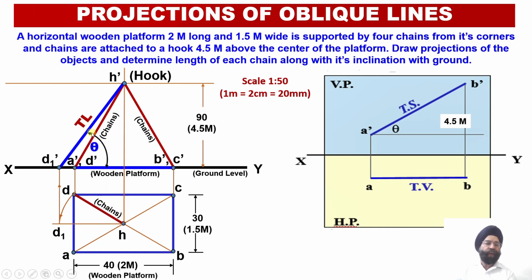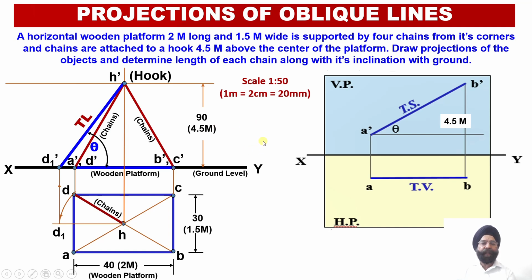and having obtained this true length, we can also evaluate the angle of inclination of this true length with respect to the horizontal plane. And this angle of inclination of the true length, that is h dash d1 dash, with respect to the ground or with respect to the horizontal plane, has been marked with angle theta over here. So angle theta has been evaluated and the true length has also been evaluated. Now we are going to validate whether this true length that we have obtained in the front view is accurate or not.